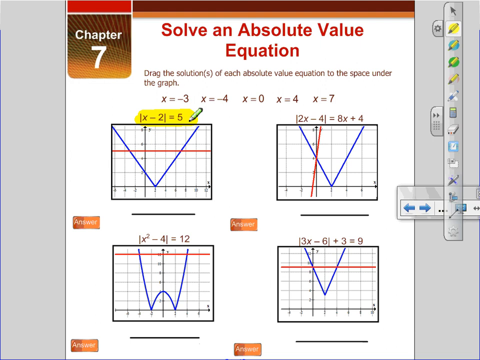One is to plug and check. For instance, if I take minus 3 and I put that in for x, minus 3 minus 2 is minus 5, and the absolute value of minus 5 is 5. So that's definitely an answer. And you could check all of these and determine which are the answers. You can do that mentally, and you can do that fairly quickly.